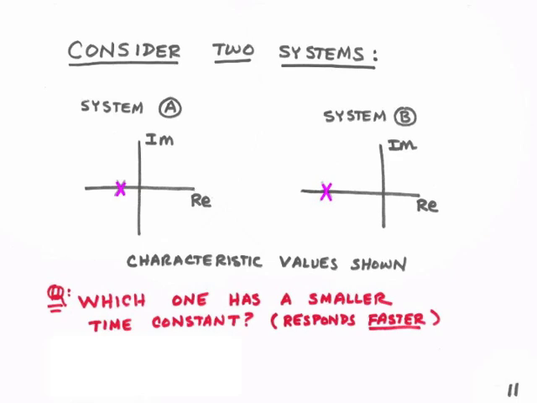To illustrate, let's consider two systems, System A and System B, and I'm showing the complex plane for each of these with the characteristic value marked by an x. The question I want you to consider is, which one of these systems has a smaller time constant. A smaller time constant corresponds to responding faster. So which one of these systems responds faster, System A or System B?